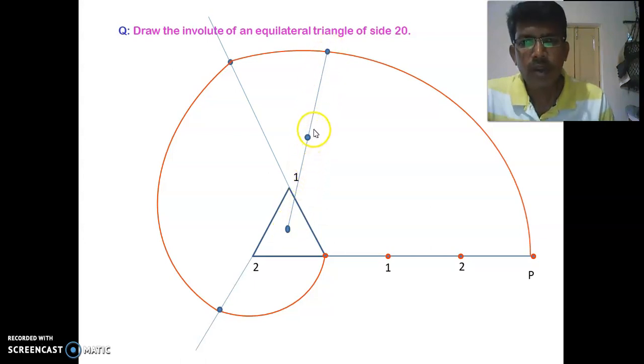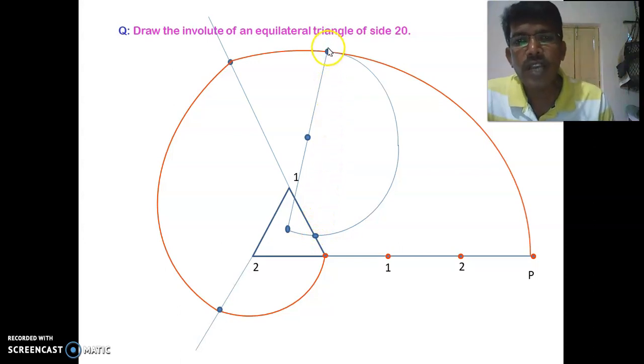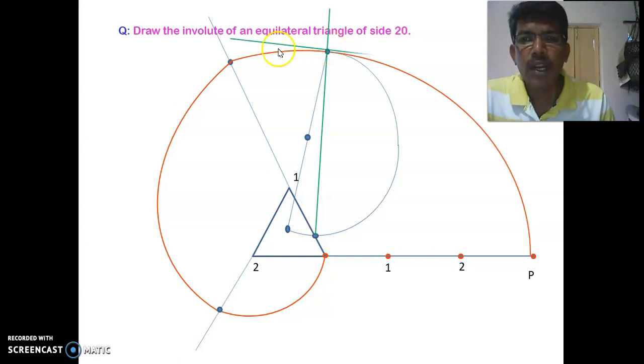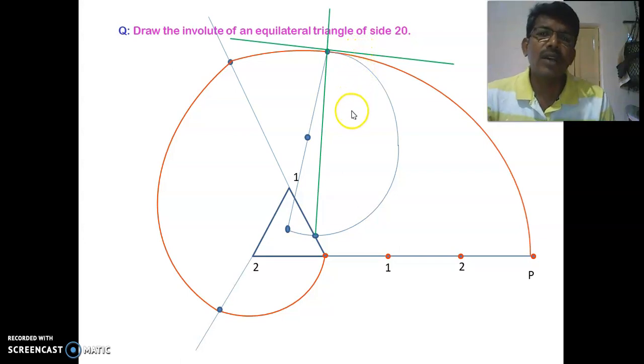After taking this midpoint, draw a semicircle from this particular center. This is the point where the semicircle cuts the geometrical shape. From this point, join a line passing through the point taken on the curve, which is nothing but the normal, and perpendicular to the normal is the tangent. So this is how to construct the involute for an equilateral triangle.